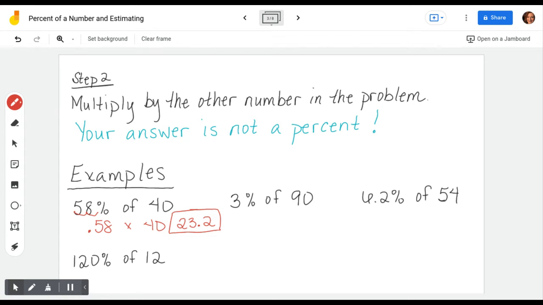3% is pretty small. So I'm going to scoot, scoot, and make that 0.03. Do 0.03 times 90, and you should get 2.7. That's all it is. Scoot, scoot, multiply. Scoot, scoot, make that 0.062 times 54.